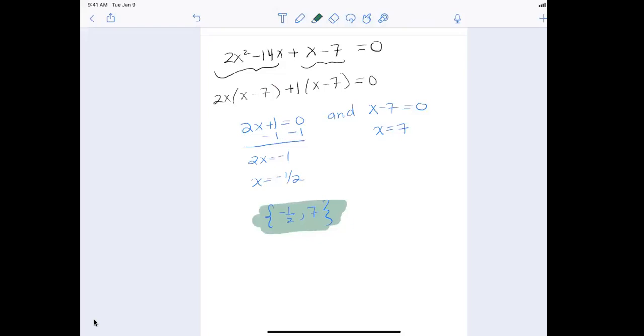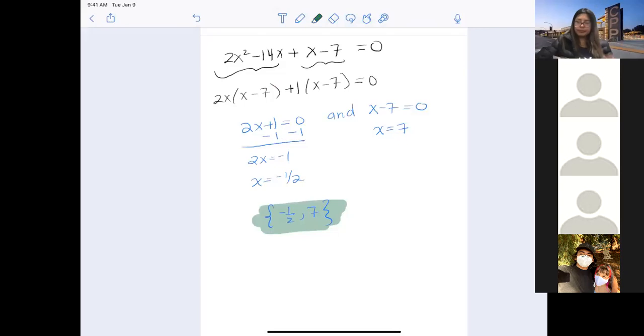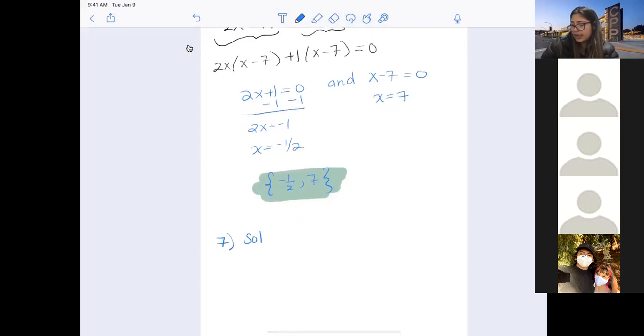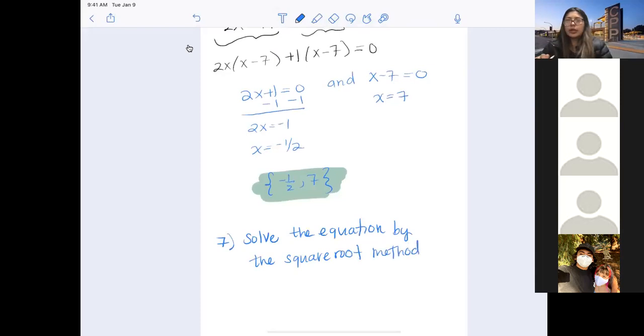All right, next up. Let's see here what we get. Number 7. Question 7. Now it's asking you to solve the equation by the square root method. This is another form of quadratics.